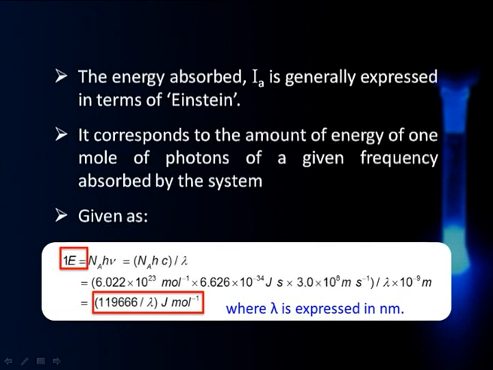We substitute the values for Na, h and c, and after a little simplification, we find that the expression can be given as simple as this: 119,666 by lambda, where lambda is the wavelength in nanometers. So this gives you a conversion factor. Just by knowing the wavelength of a photon, we can work out the Einstein of that particular thing. That means, if there is 1 mole of those photons, how much energy will be absorbed.